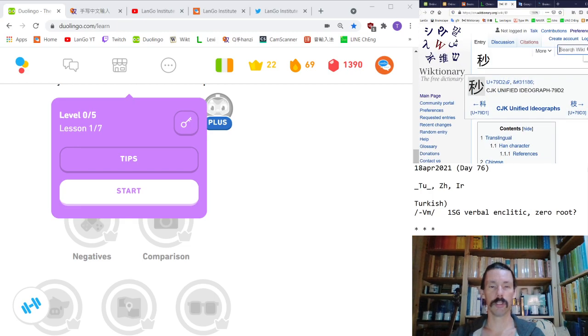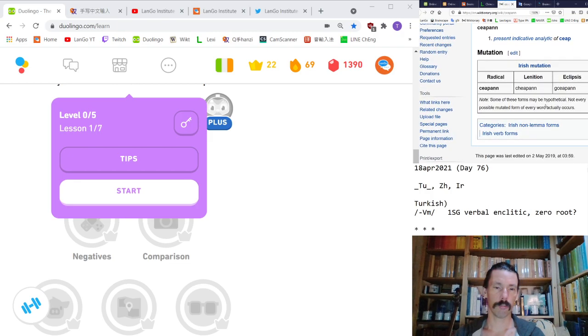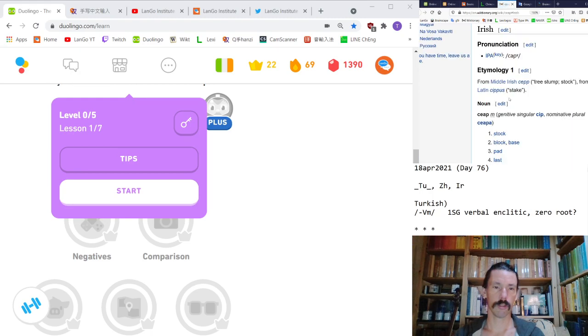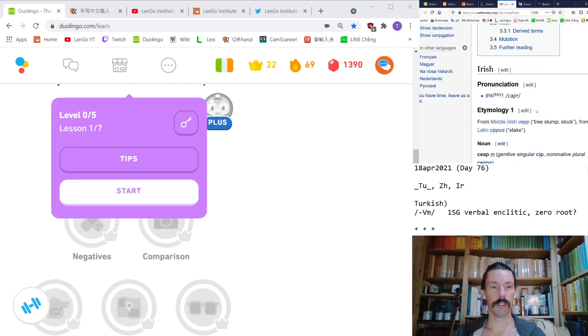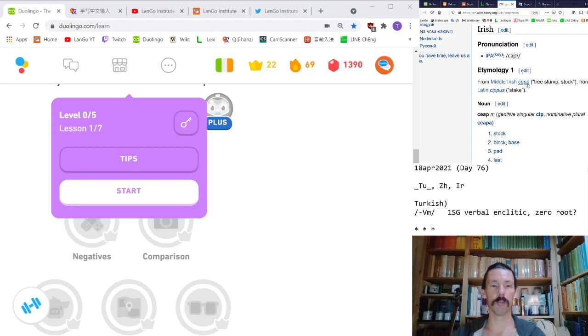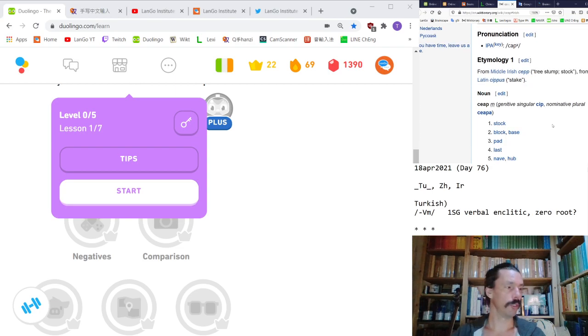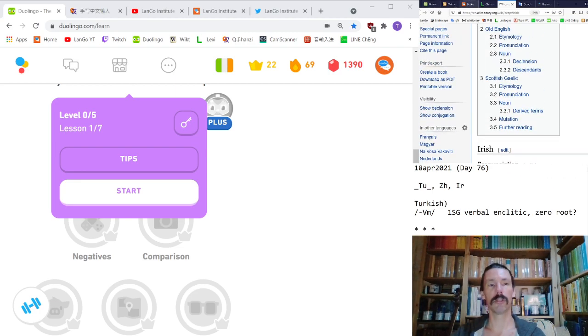Ceap, ceapann. Cap. Stop base. Chip, block. Conceive, think. Ah, cool. What a cool semantic development. Chip, like make out of wood, I think. Block out. Fashion, shape, invent, appoint, assign, conceive, think, mean, intend. Block the path. And the etymology there: kip, tree stump, stock, from kippus, stake. Okay, quite a journey in terms of meaning development. Oh, cool.